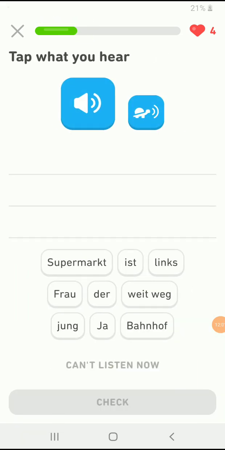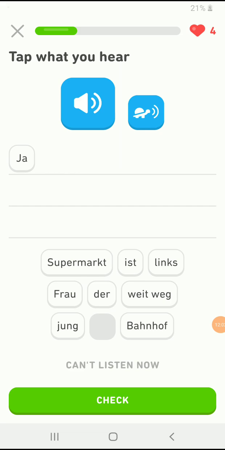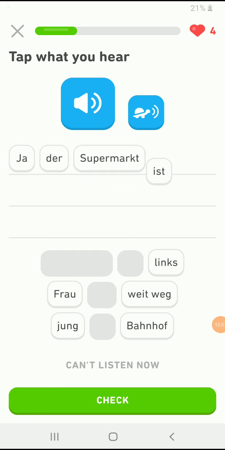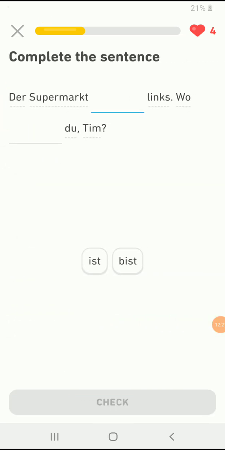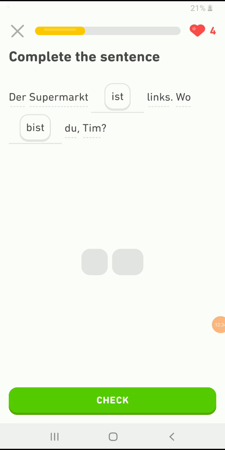Ja, der Supermarkt ist links. Is on the left, right? So, Supermarkt is the supermarket, whereas Markt is just the market. There's a big difference, right? And ist is on the left, links. Der Supermarkt ist links. Wo bist du, Tim? Where are you?